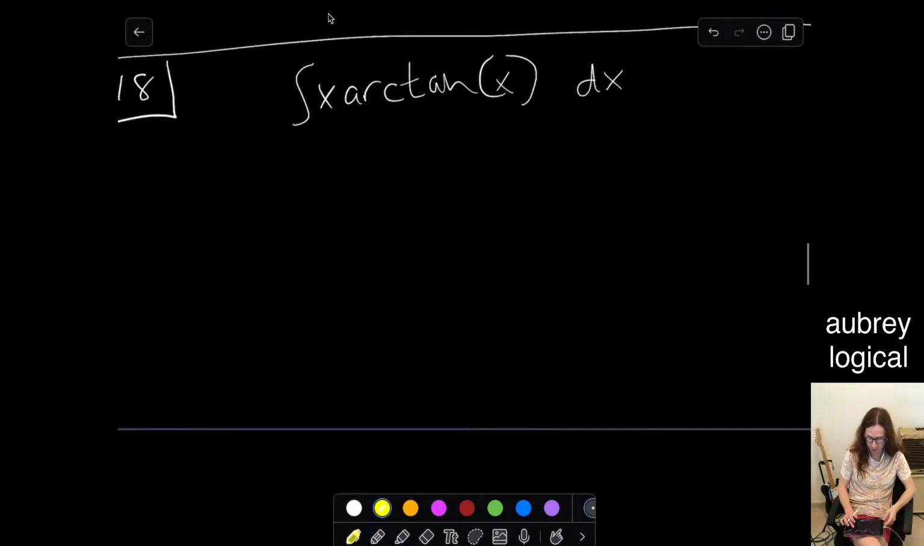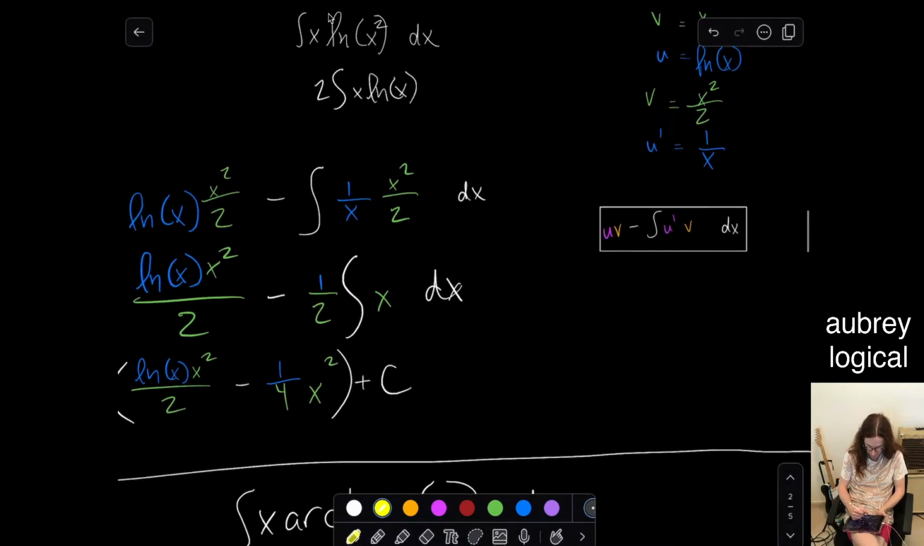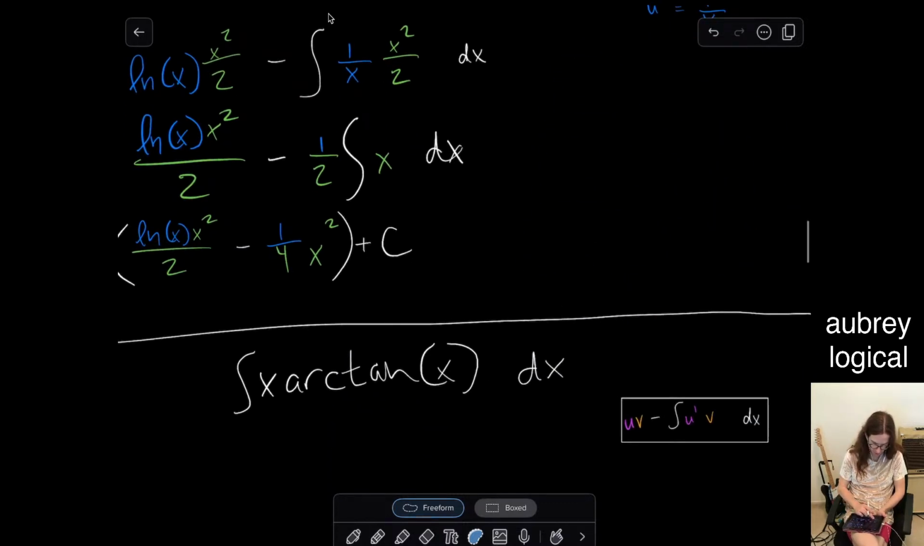Alright. This one's gonna be tough, because I do not remember the formula. I'm trying to think. The arctan formula.